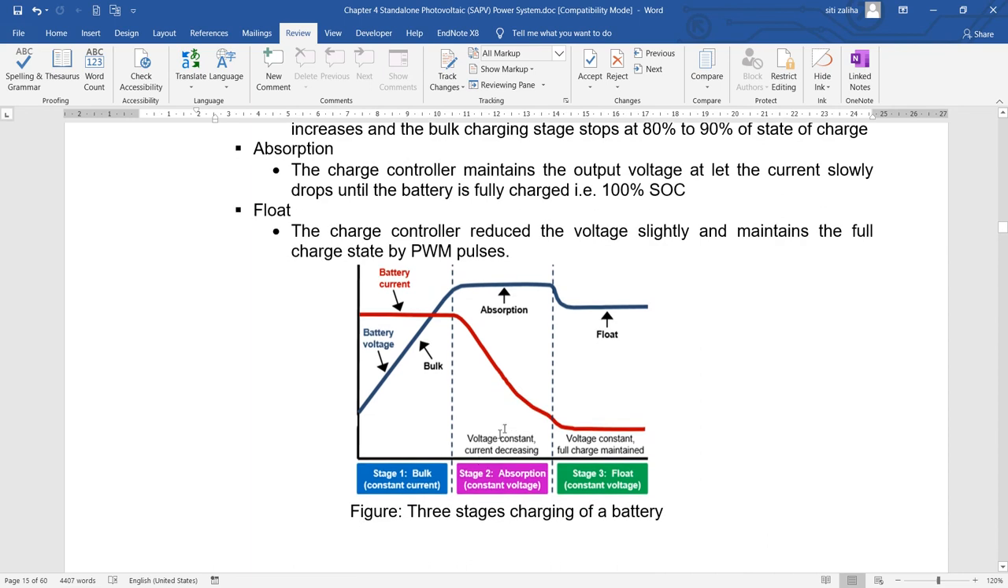That one is absorption, which is constant voltage, but we decrease the current. And then float, in which we maintain the battery voltage to maintain the full charge. The charge controller reduces the voltage slightly, by using pulse wave modulation pulses.